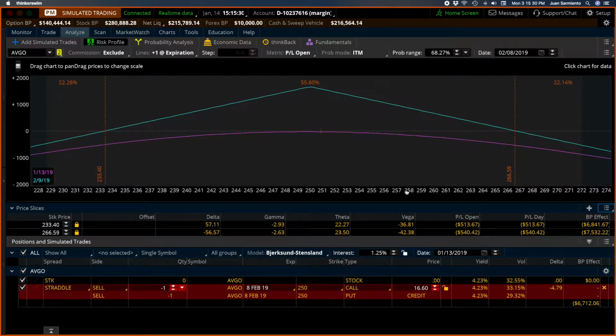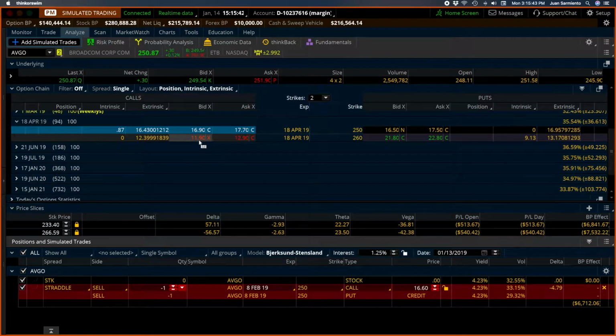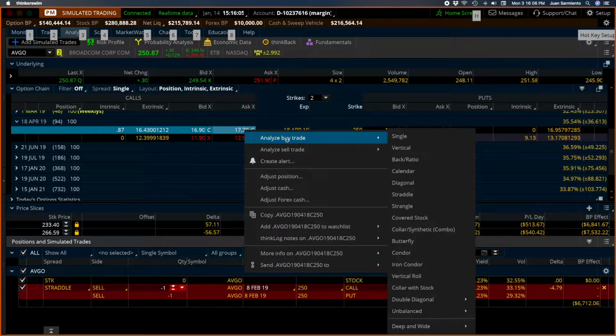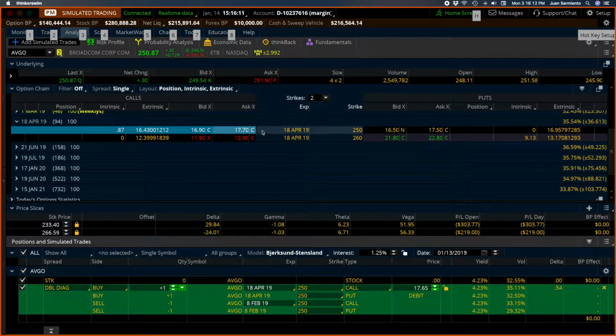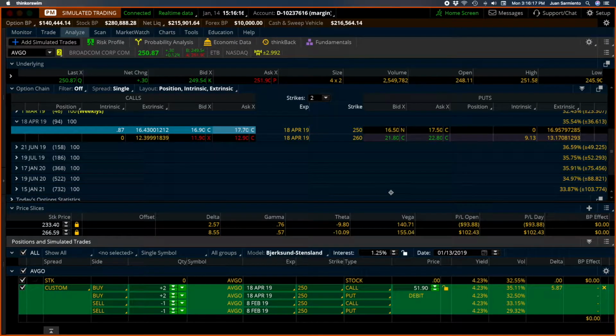Now, to complete the Genie trade, we go back to the Add Simulated Trades and look for a chain of options with more than 90 days to expiration, but not a whole lot more. We look for the options that have the same strike price as the options we have sold. We select the line and pressing the Control key, we right click and then say Analyze by Trade, and once again we select straddle. We repeat that, Analyze by Trade, straddle, and that creates our Genie trade.